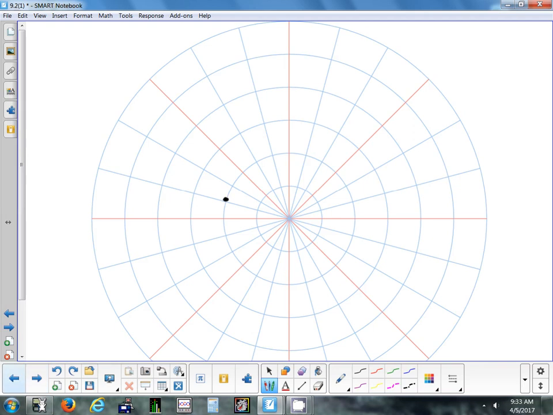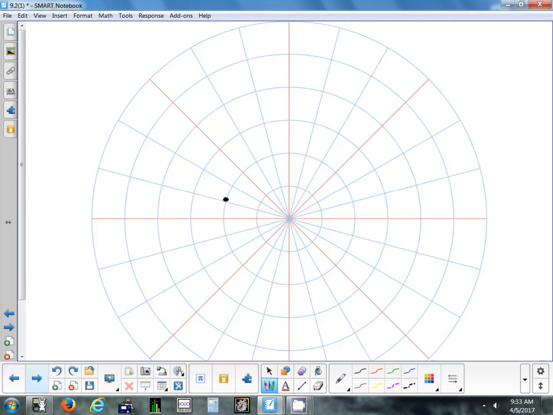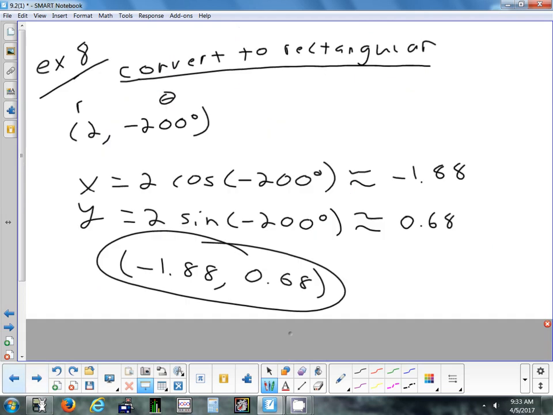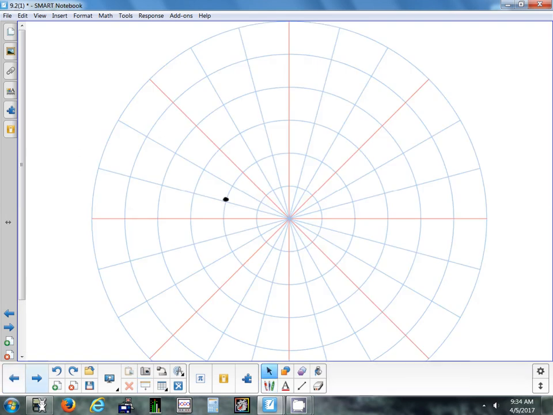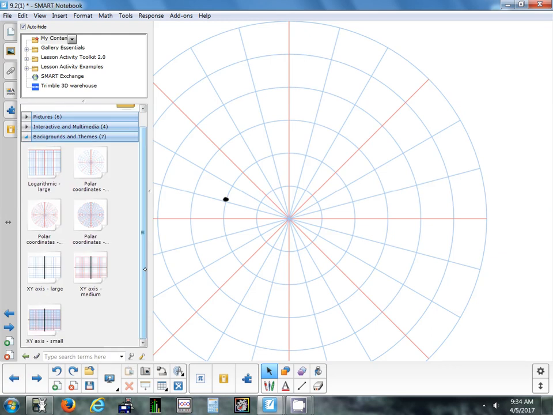All right, so now I'm going to take a rectangular grid, and that point is going to stay in place right there, but the grid behind it is going to change. It should look like it's almost 2 units to the left and a little bit more than halfway up, about 0.7 up. Let's try it and see if that point lands where it should. So I need my background.